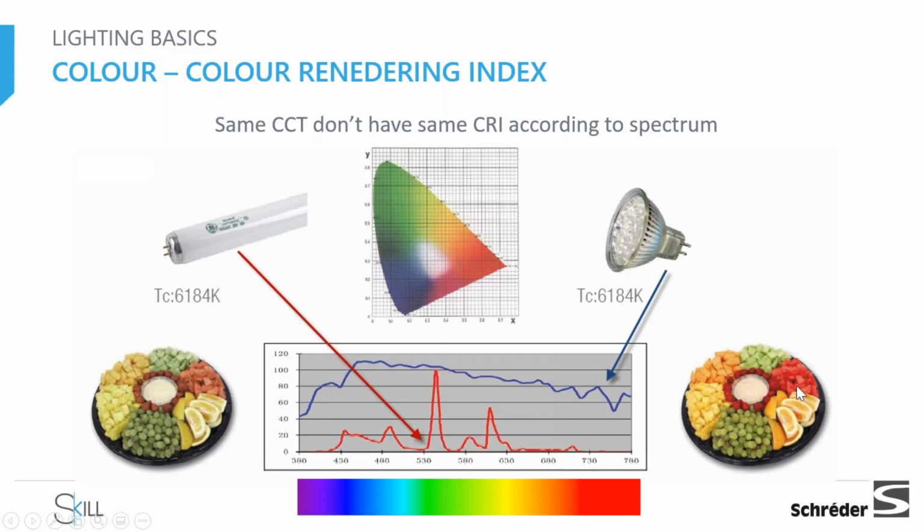Look at the melon here. It is red because we have a lot of red. The orange looks orange because also we have orange. Green, we have green. Again, orange and yellow. Yellow, we have yellow, and we have also orange.